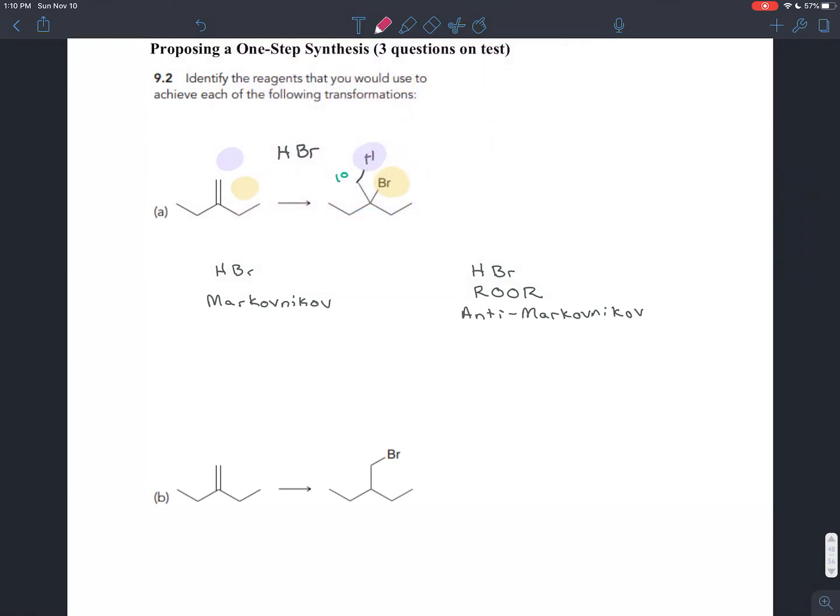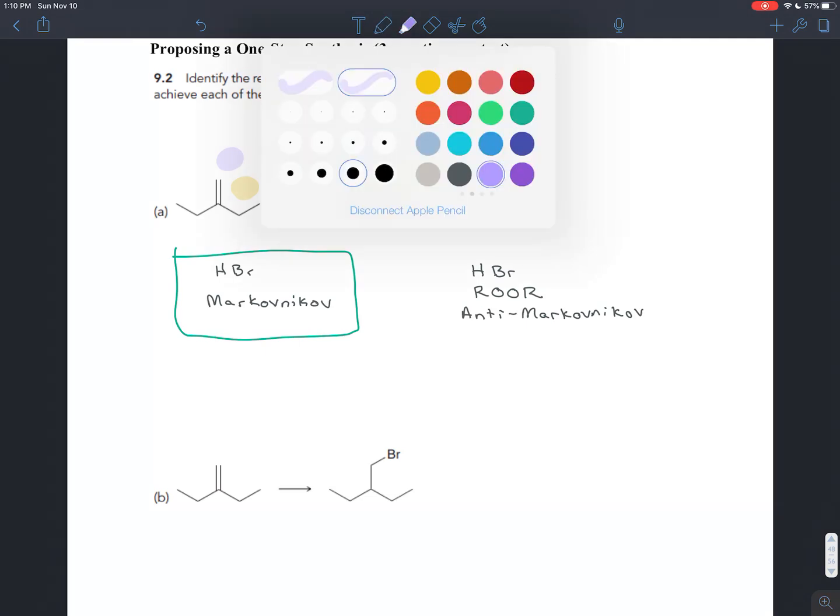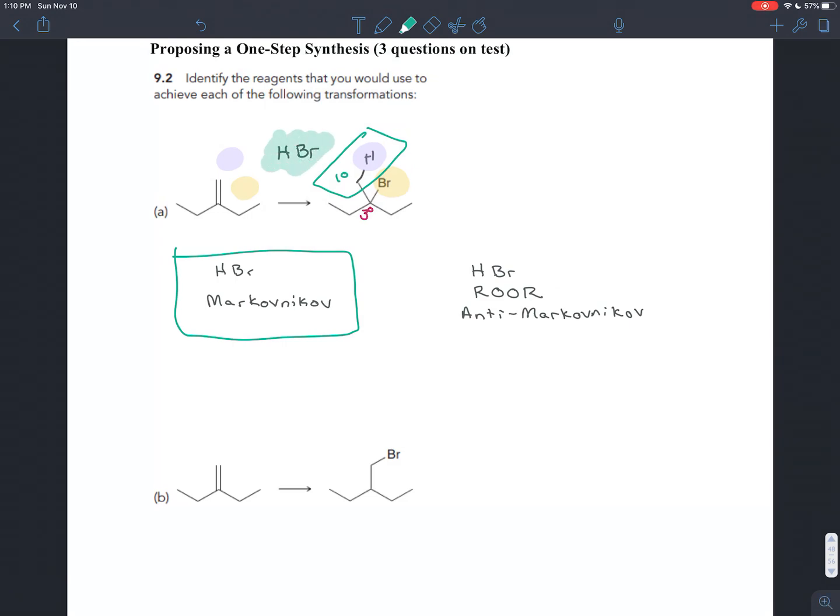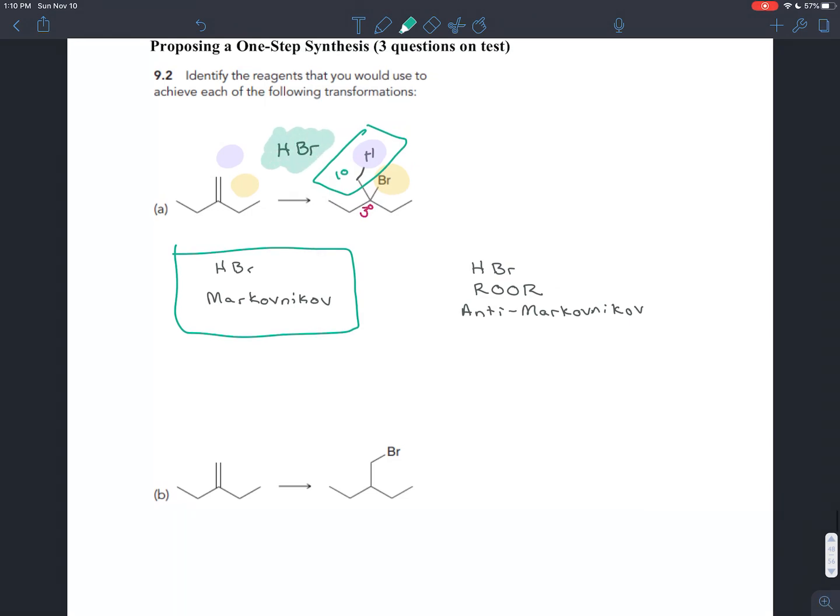The other atom in the double bond was bonded to 1, 2, 3 carbons in the product, so that's tertiary. So the hydrogen added to the less substituted carbon. In other words, it was Markovnikov addition. Hydrogen goes to the less substituted carbon. And so the recipe that you'd want here is just HBr. That's the only thing you need to add there.